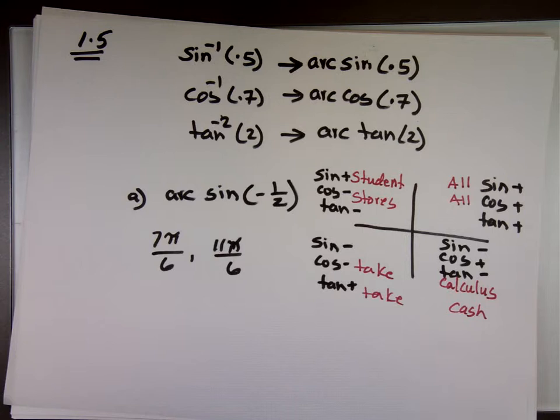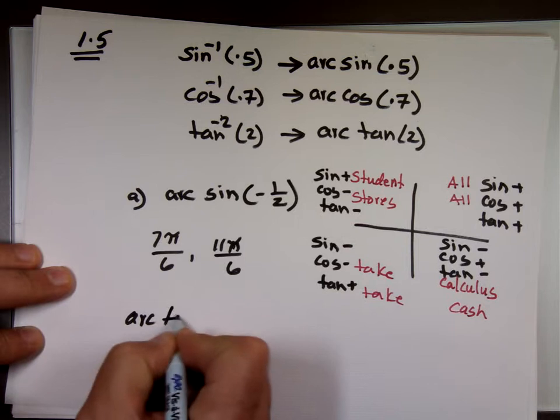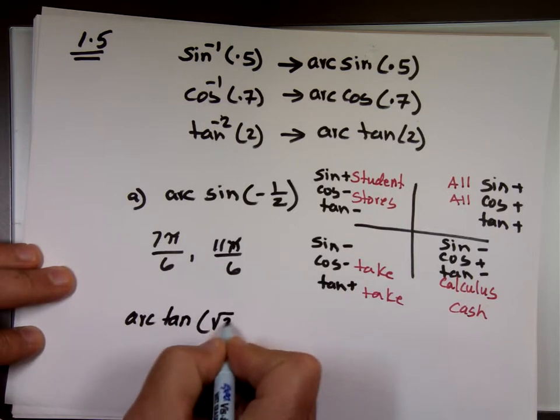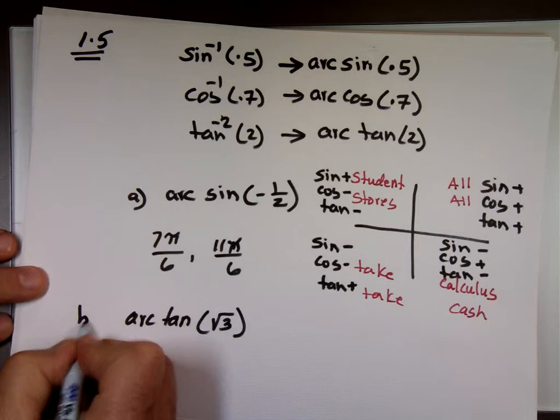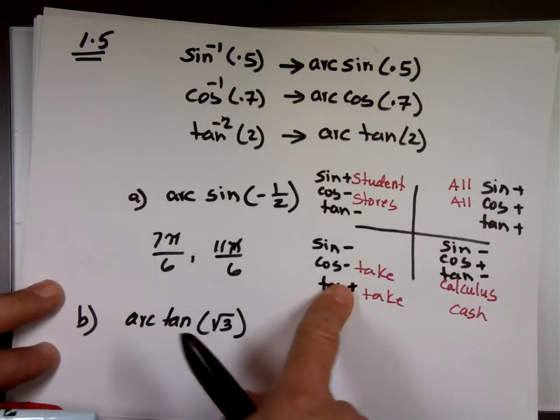If we said arctan, what angle has a tangent of the square root of 3? The tangent. And it's positive. Tangent's positive where? The first quadrant and the third quadrant. First and third. That's where the tangent is positive. So when I'm looking at the unit circle, I'm going to be looking at the first and the third quadrant.